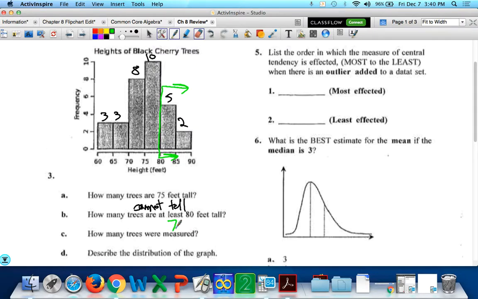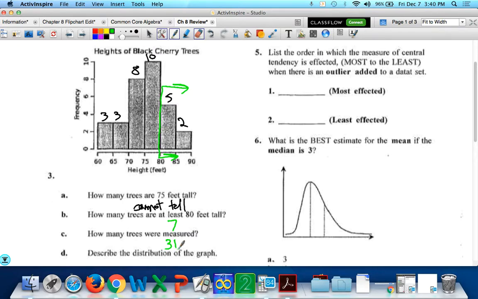How many trees were measured? That's why I went ahead and counted up how tall all the bars were, because now we just add this up, okay? We've got 6, this makes 14, 24, 29, 31 total trees were measured. Add up all the bars.